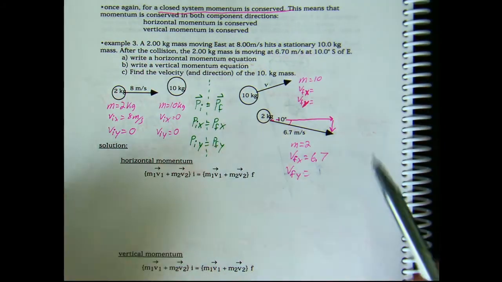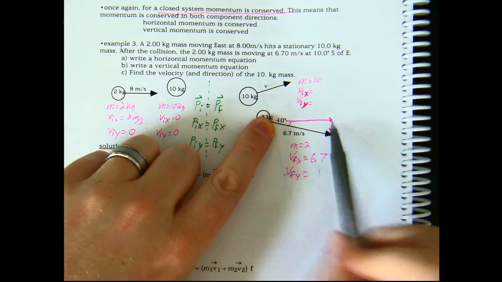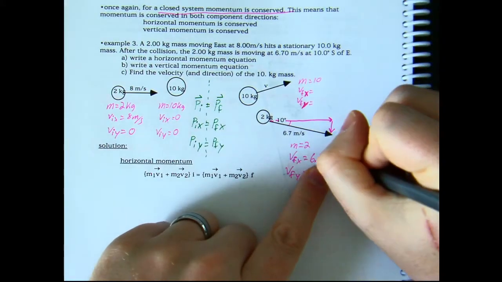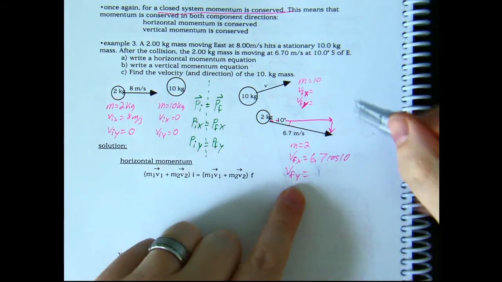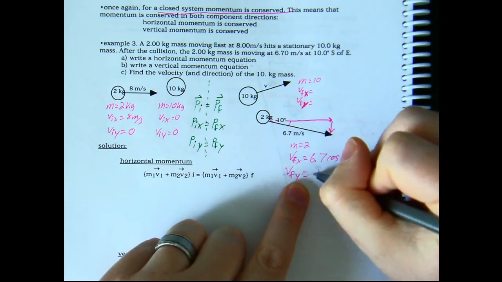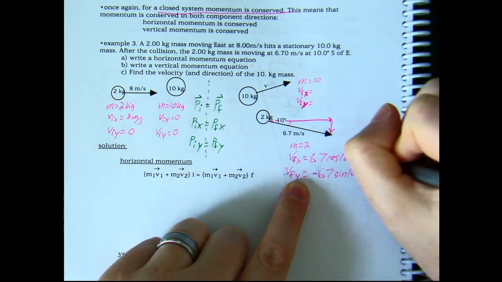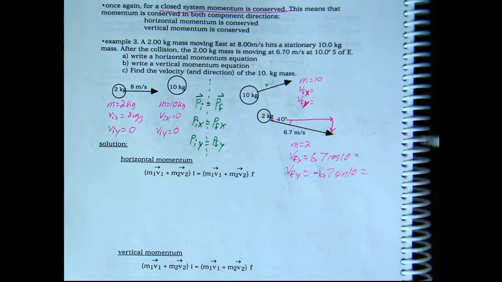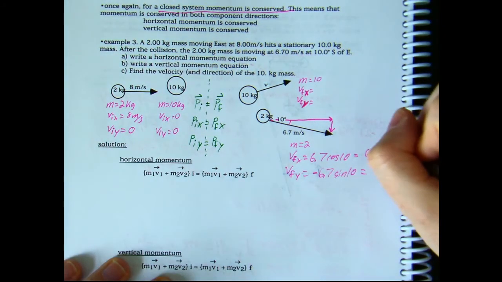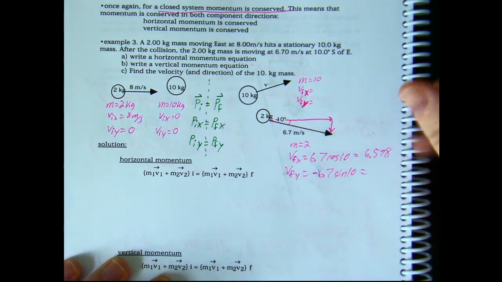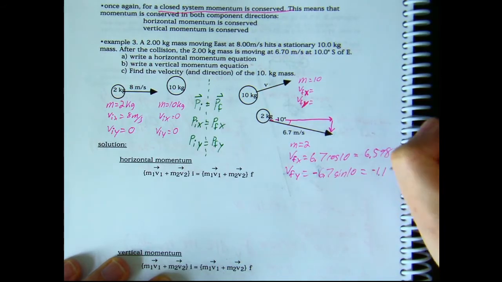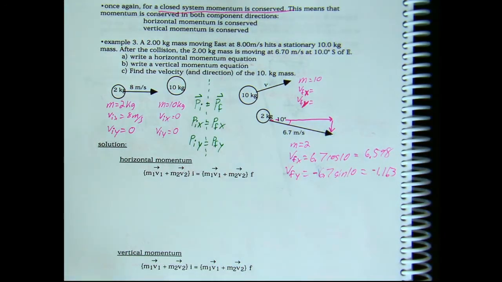So the x component is east, so it's going to be positive, so it's going to be 6.7 cos 10. The y component is downward, so it's going to be negative 6.7 sine 10. So we can find that this is 6.598, and this guy down here is going to be negative 1.163. Both of those are meters per second.